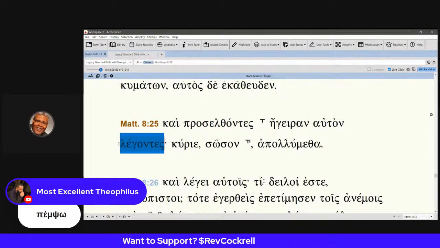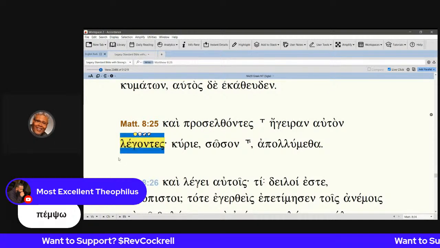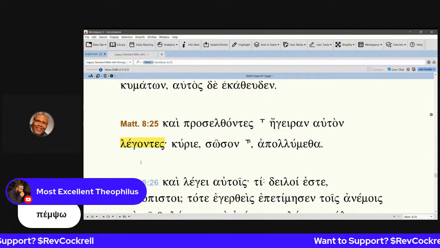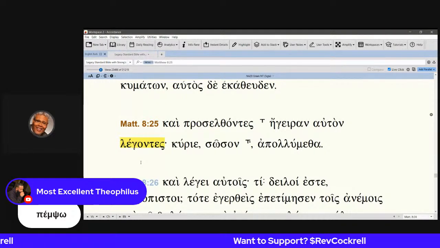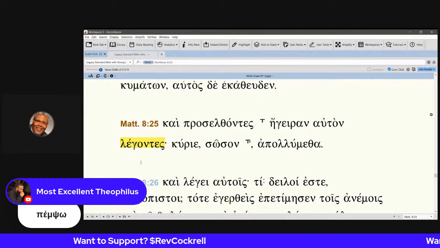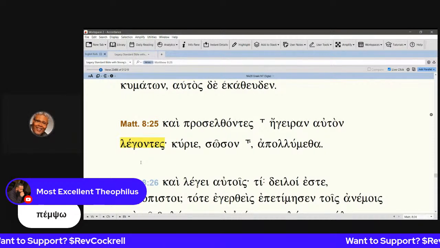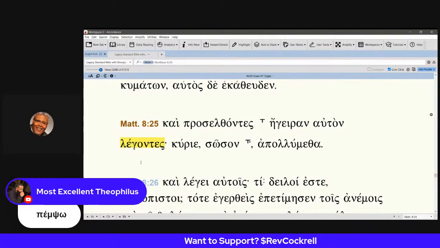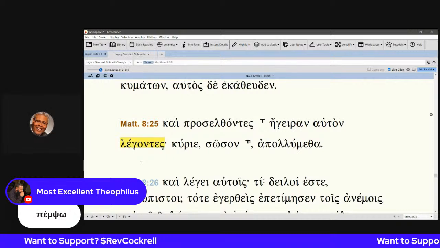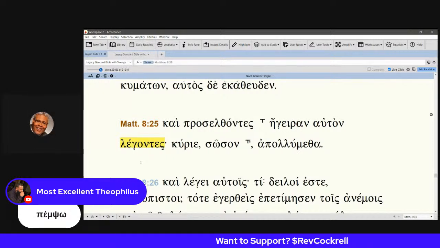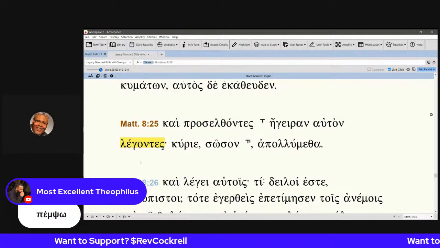Again, another present participle. So they're not just saying this one time. They're not saying, "Hey Jesus, we're drowning. The boat's filling up." They're screaming. "Hey Jesus, wake up! Wake up! Water's coming in the boat!" That's the picture that the present tense is painting here. "Hey Jesus, wake up! Kyrie, Lord, wake up!" But then they say, Kyrie sozon.